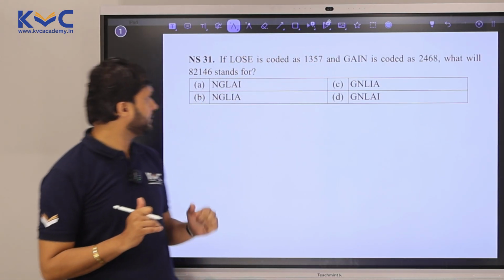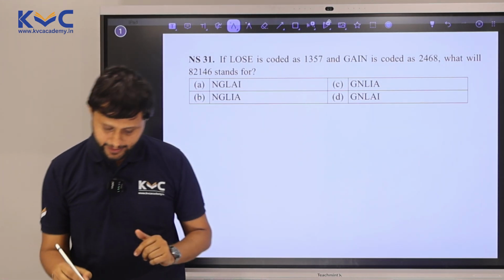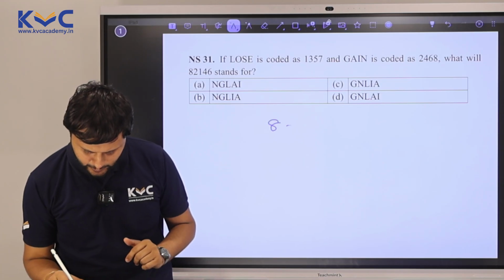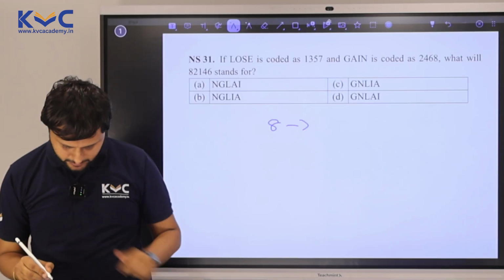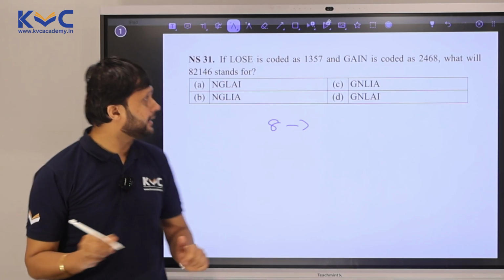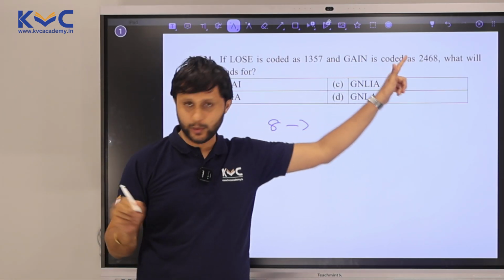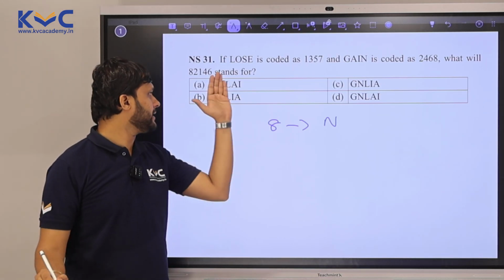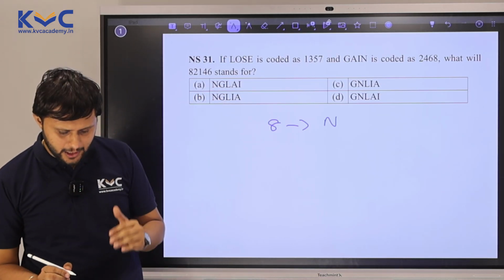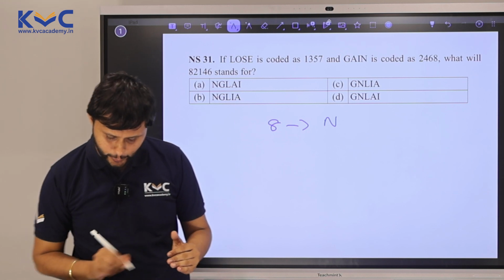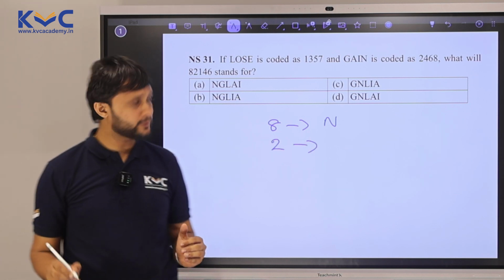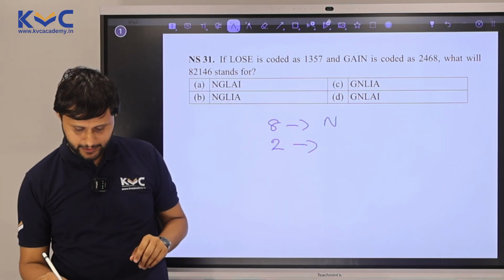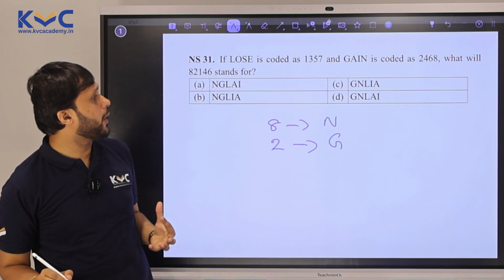Okay. And let's see if it will work. We have 8. For 8, what do we have? Where is 8? 8 is there for GAIN, right? For GAIN it was there and it was the last one. So it is equal to N. Okay. Eliminates 2 options. We have only A and B with N in it. And then we have the next number 2. Where was 2? 2 is the first one over here, which is G. So NG, which is there again in both the options.